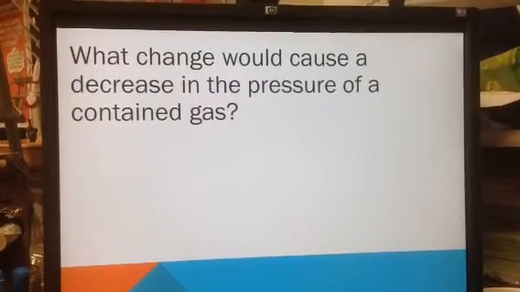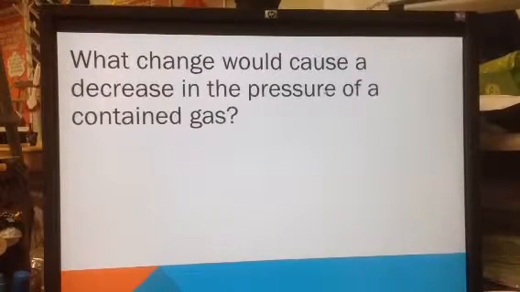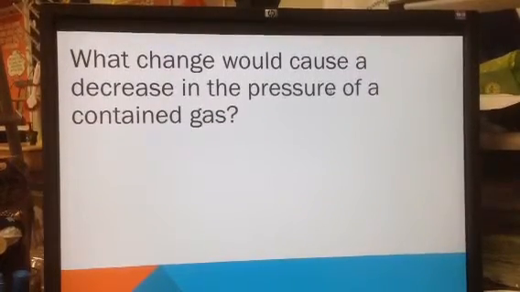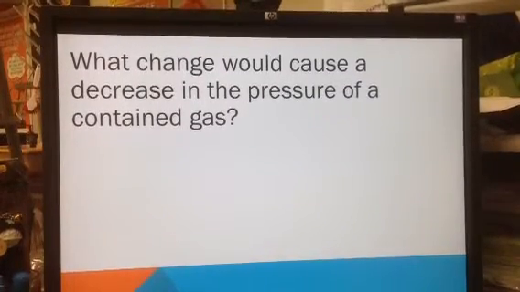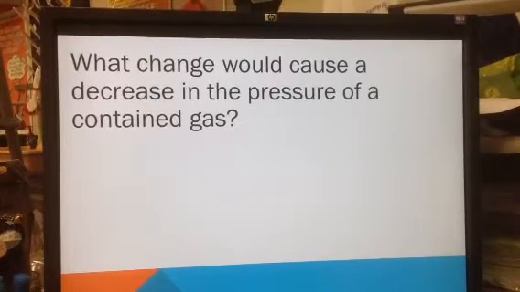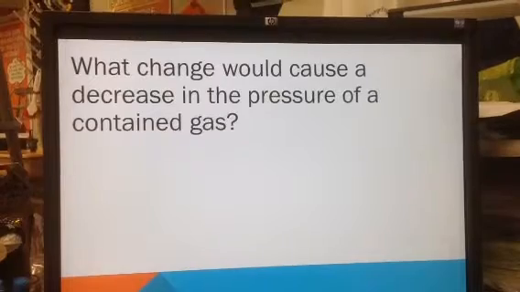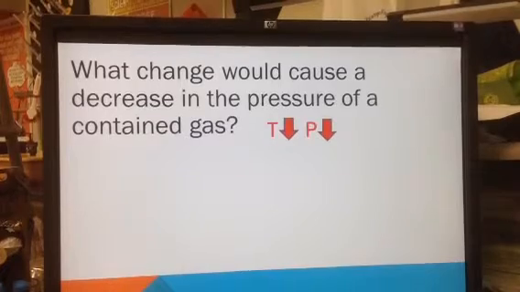What change would cause a decrease in the pressure of a contained gas? So look at your other two variables. They're asking about pressure. That leaves us to consider both temperature and volume. If we think about temperature, we know it's going to be the same direction. So what would cause a decrease in pressure? That would be a decrease in temperature, and the opposite of that in its volume, so an increase in volume. So temperature down, pressure down.